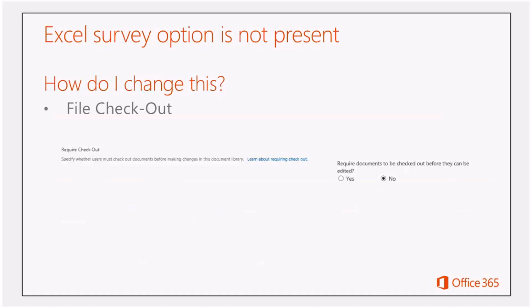A couple notes, if you have any content in this library and you would like to continue to require checkout for it, it's probably best practice just to create a new library or shared documents list for Excel surveys exclusively. That way you don't have to modify the file management and some of the different settings you already have configured for this list. Go ahead and set that to No, and then following the configuration of this and the proper sharing settings, the Excel survey will be available.